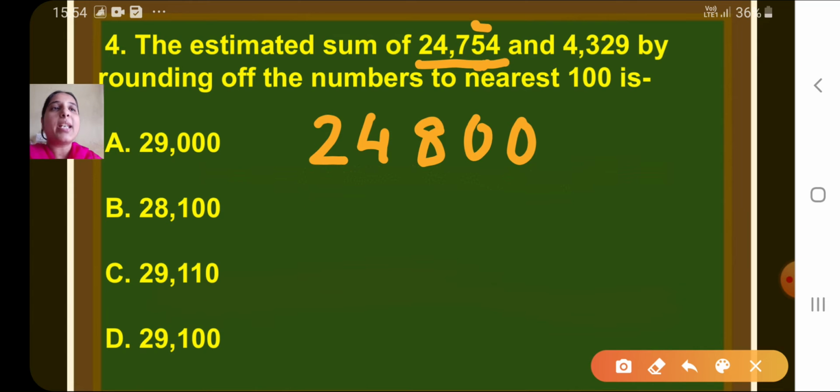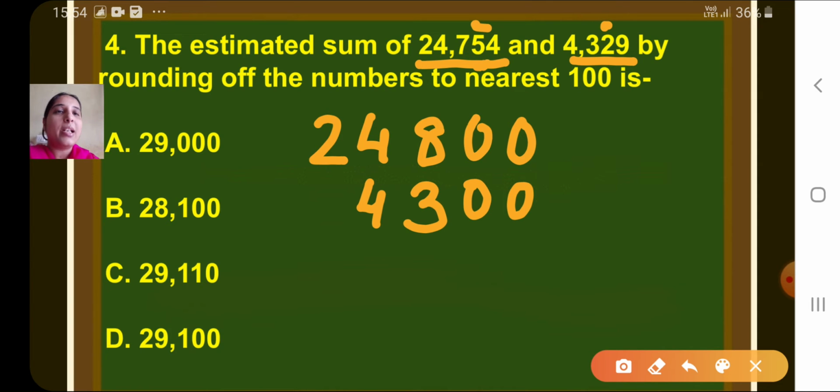Now let's move to the next number, which is 4,329. So what is the digit at the tens place here? 2, which is less than 5. So what will be the round off of 4,329 to nearest 100? It will be 4,300. Okay, children, because the digit at the tens place is 2, which is less than 5. So now let's find out their sum, the estimated sum.